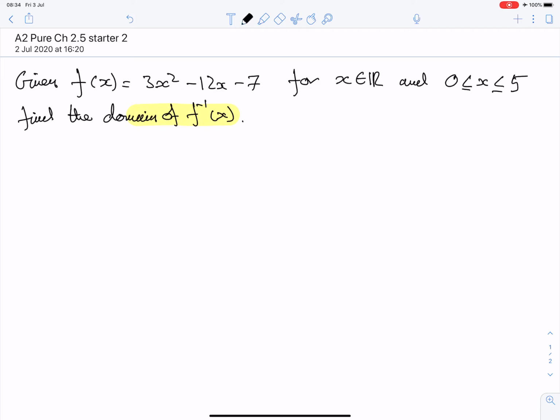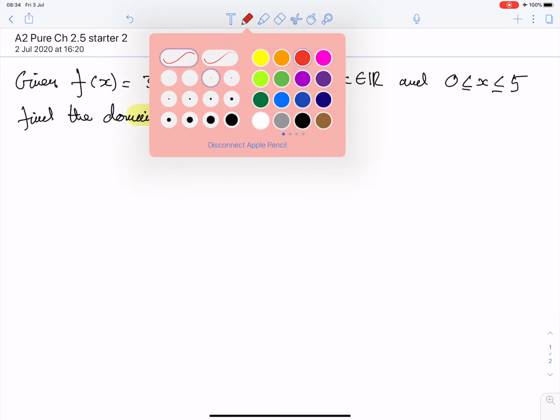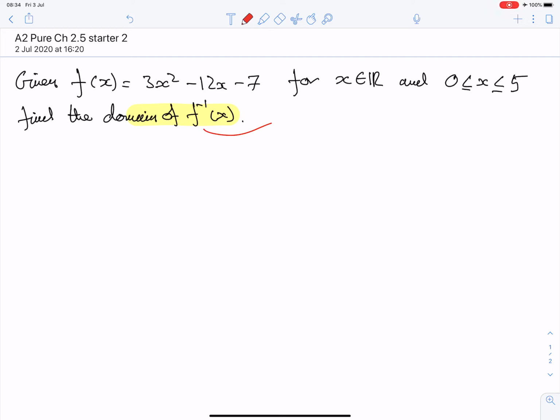So the key thing to notice at the start is that the domain of f inverse of x is equal to the range of f of x. So we want the range of f of x between 0 and 5. So let's begin just by putting in the values.